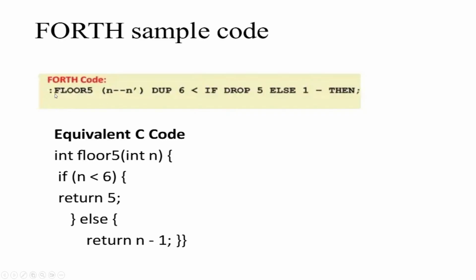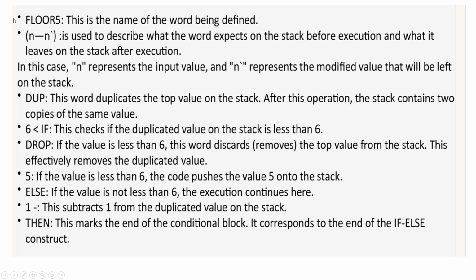So let's look at a simple Forth code and its equivalent C code. There's a function called foo, which takes an input n of integer type. If n is less than 6, it will return the value 5. Otherwise, it will return n minus 1. So the equivalent Forth code is: foo is the function, and then comes n minus n dash, dup 6 less than if, drop 5, else 1 minus. See, foo that we saw, that's the name of the word being defined.